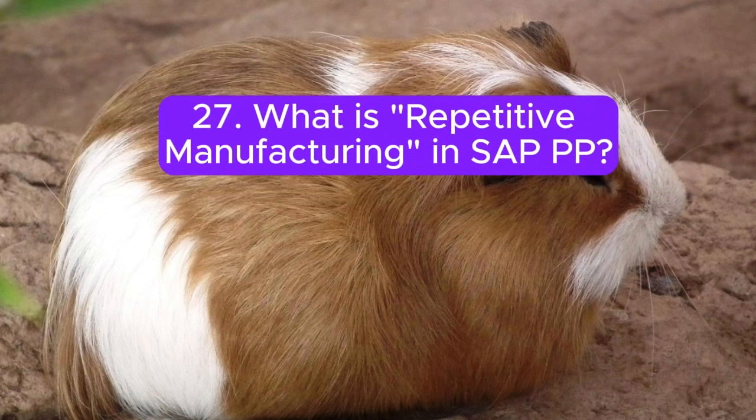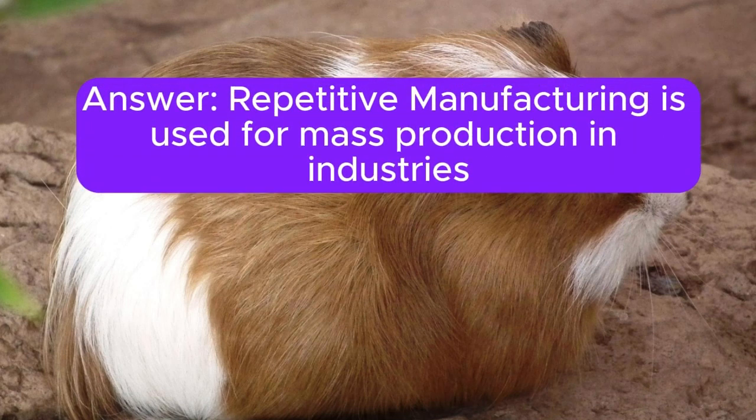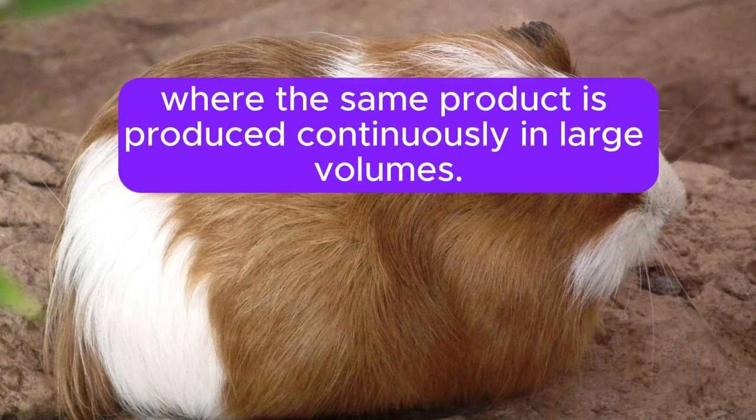27. What is repetitive manufacturing in SAP PP? Answer: repetitive manufacturing is used for mass production in industries where the same product is produced continuously in large volumes.